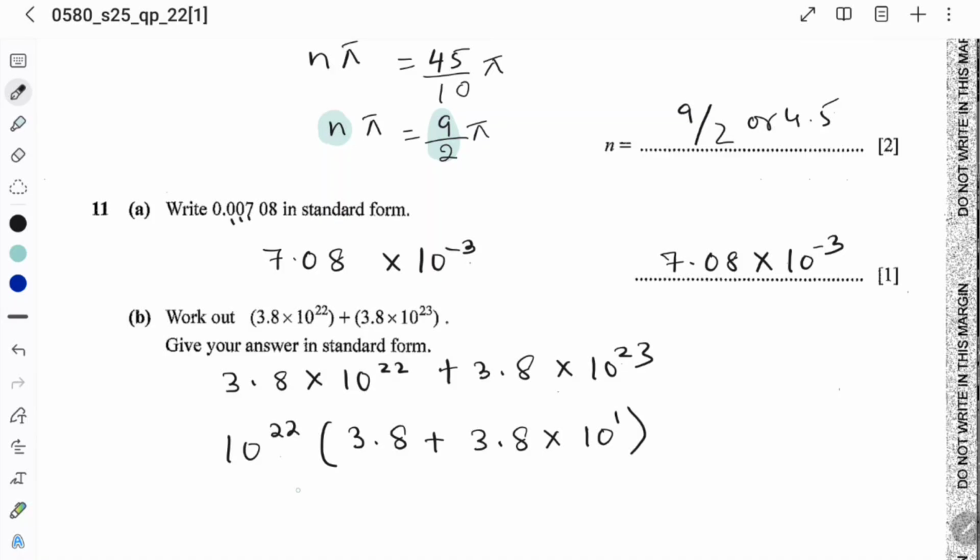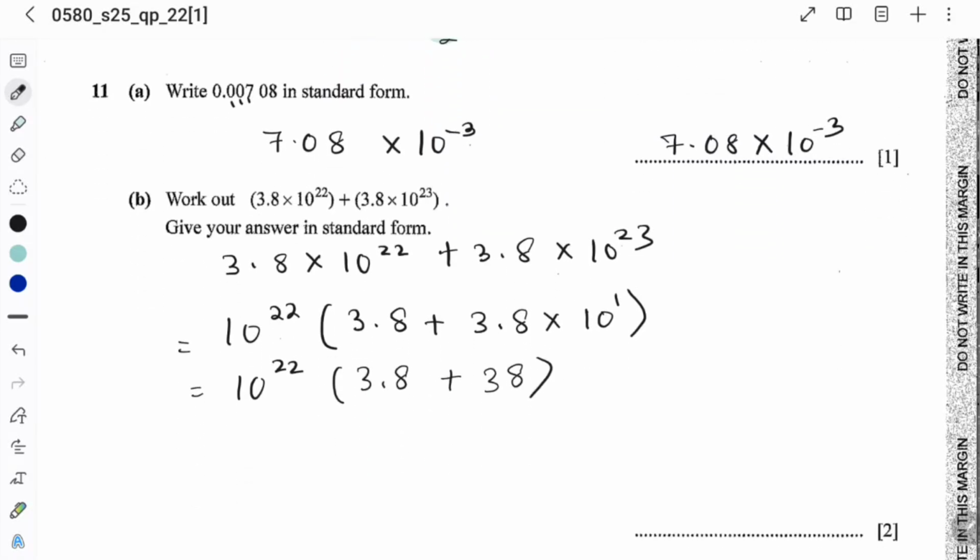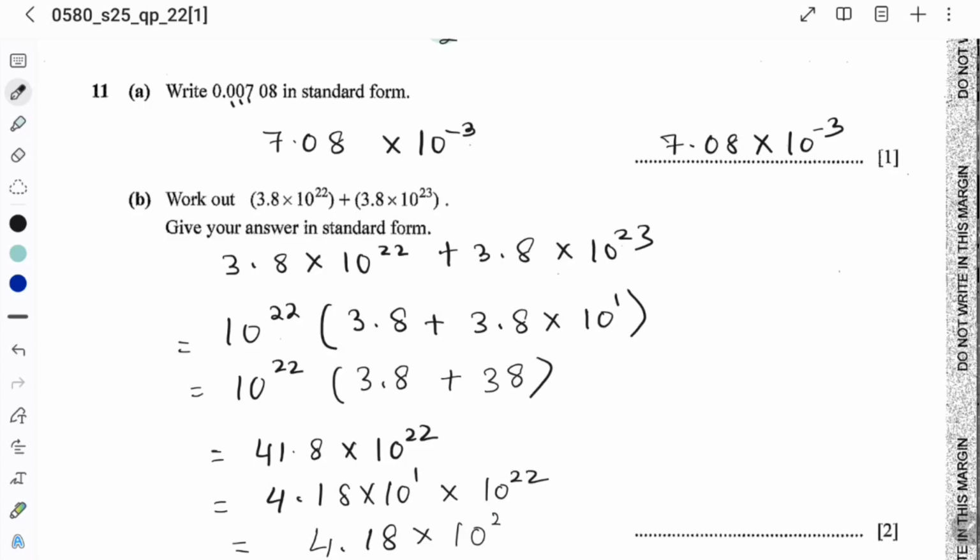So that becomes 10 to the power of 22 times 3.8 into 10, which is 38. 38 and 3.8 will become 41.8 into 10 to the power of 22. So that will become 4.18 into 10, 1 for 41.8, and 10 to the power of 22, the remaining one. So that is 4.18 into 10 to the power of 23. That is the answer for this question, and we wrote our answer in standard form.